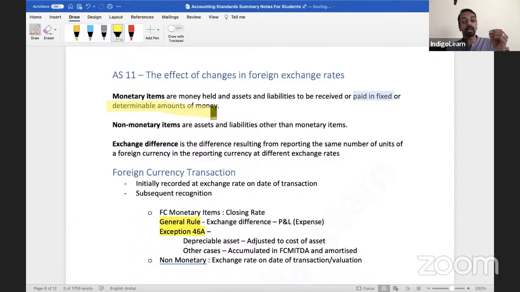So let us say I've invested in equity shares, those are non-monetary items. Preference shares are also non-monetary items, because when the company gets wound up, or if it is being liquidated, you may not have sufficient money to pay back to the preference shareholders. So even those are non-monetary items. Now let me ask you one question: is inventory a monetary item or a non-monetary item?